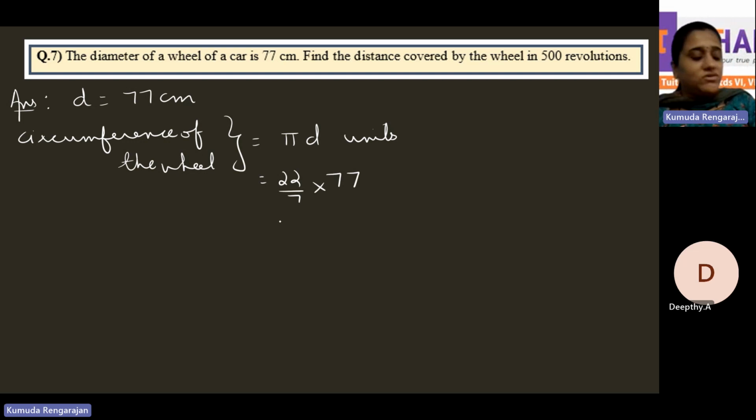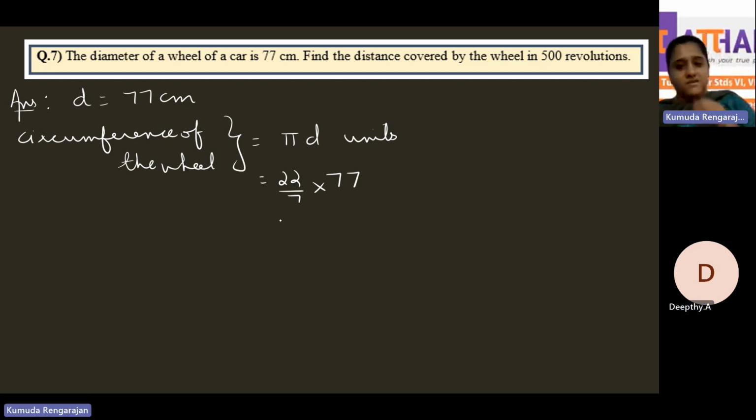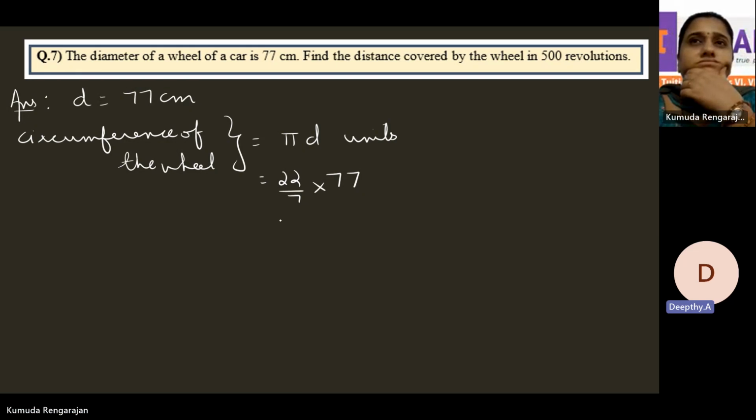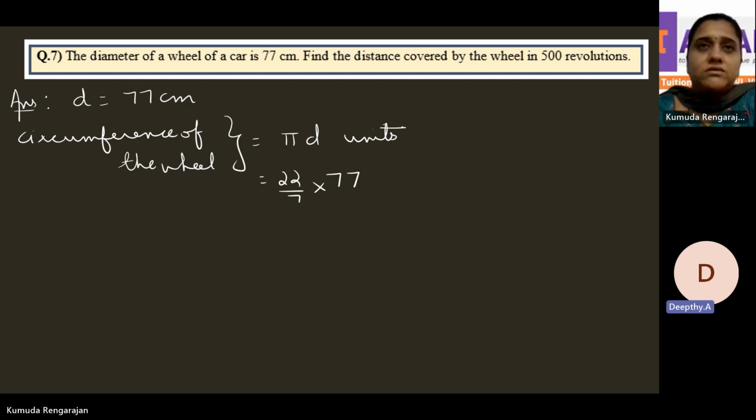Yes, Deepthi, what's your question? Ma'am, I actually found the answer. What's the answer? Ma'am, the answer I got was 1.21 kilometers. Oh, what made you convert it to kilometers? Ma'am, because I got 121,000 centimeters. So I converted into kilometers. But what made you think that you should convert the answer to kilometers? Why did you not leave it in centimeters? Ma'am, because it was the wheel of the car, so going in kilometers.